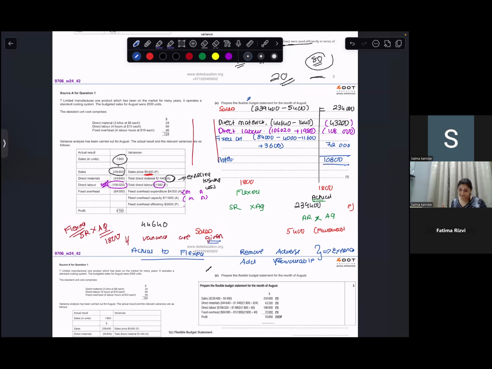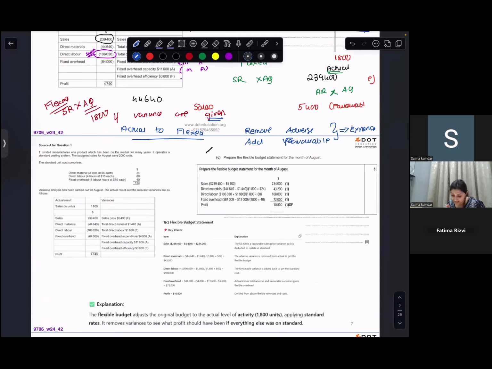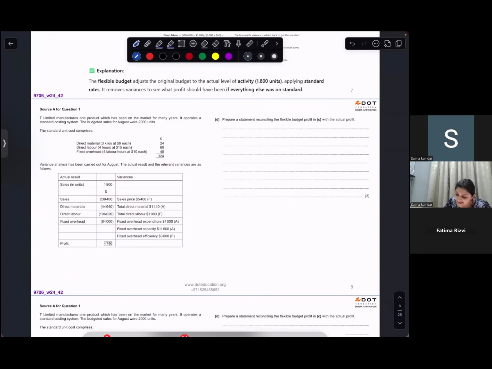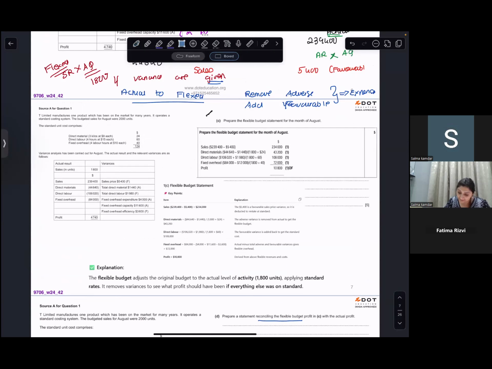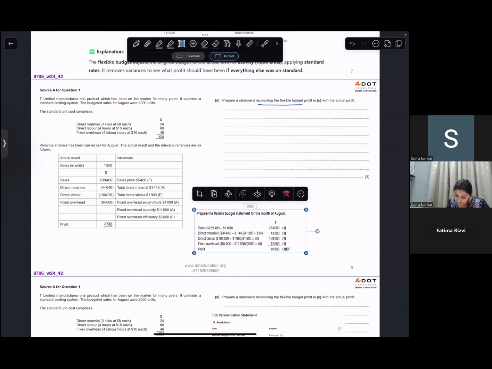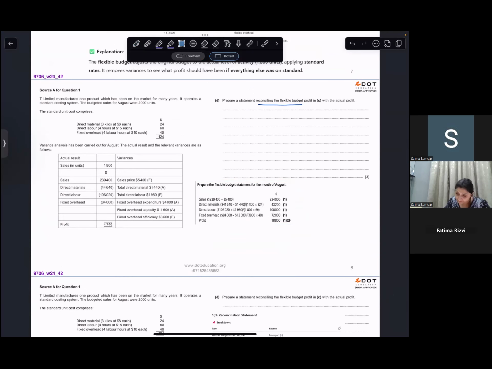So we are done with preparing the flexible budget statement. Now they've asked us to prepare a statement reconciling the flexible budget profit with the actual profit. So what is our actual profit?